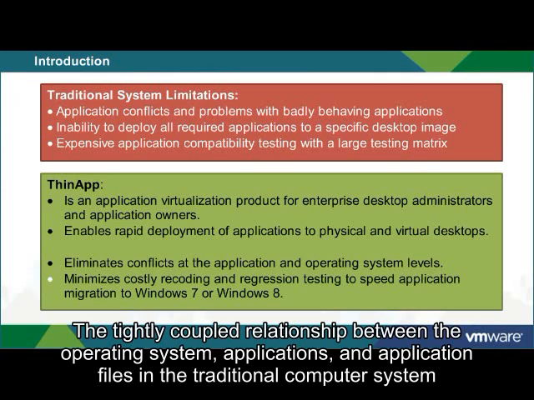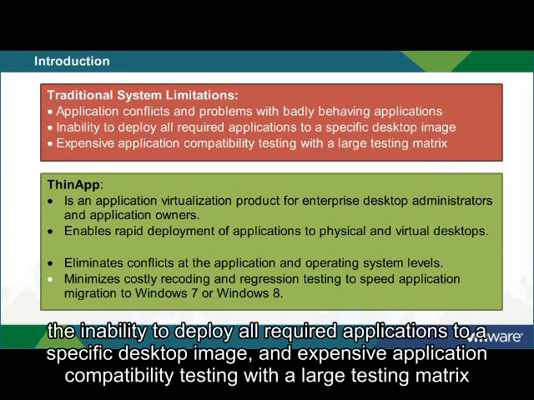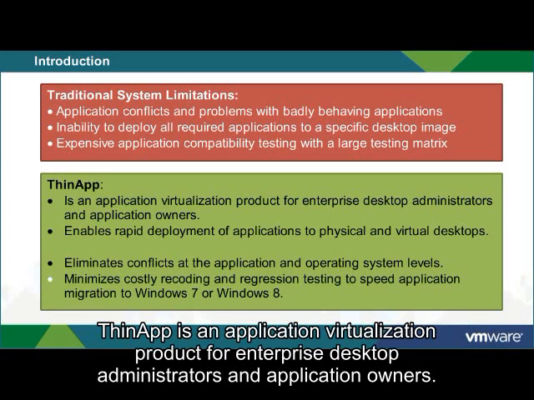The tightly coupled relationship between the operating system, applications, and application files in the traditional computer system causes problems such as application conflicts and problems with badly behaving applications, the inability to deploy all required applications to a specific desktop image, and expensive application compatibility testing with a large testing matrix.